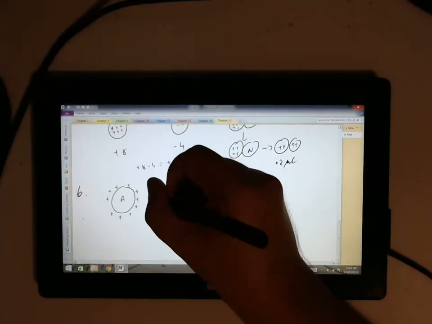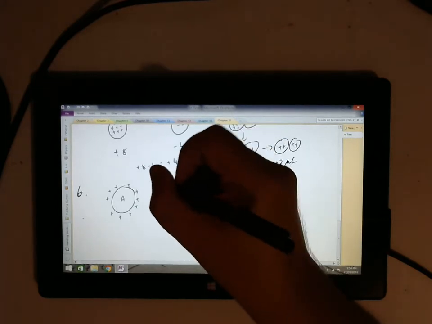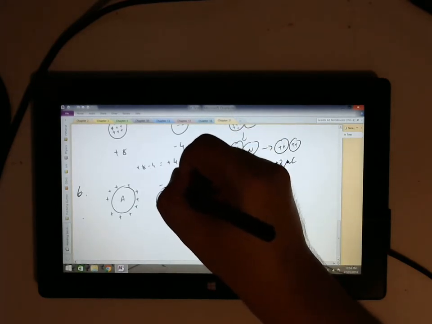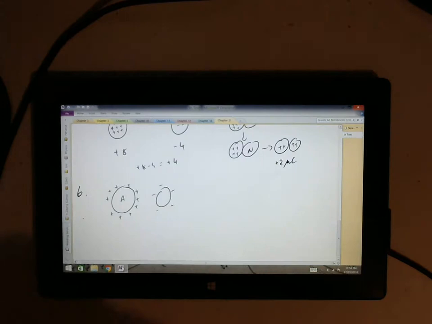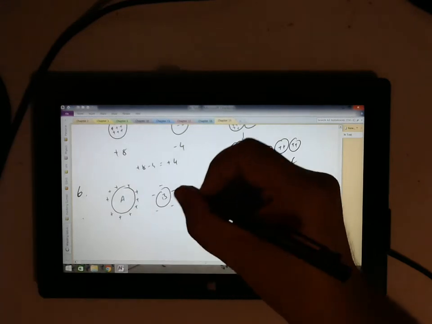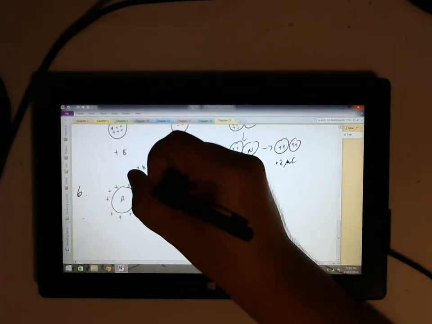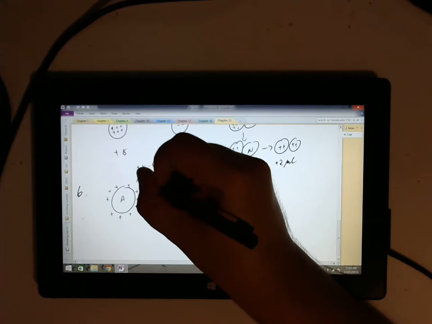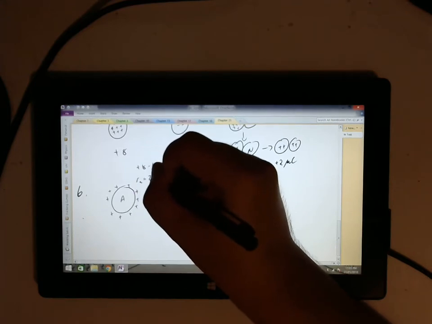If we have a look at sphere B, it is -5. Now, the spheres are different size. Let's have a look at the difference in size. A, B, charges shown, so twice the radius. So, radius A equals 2 times radius B.